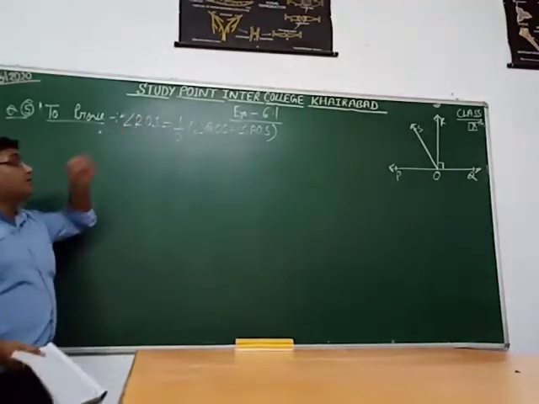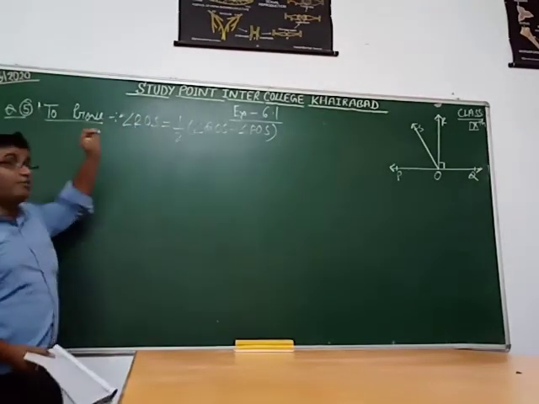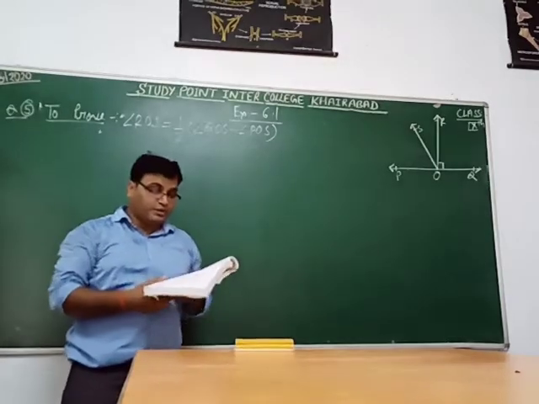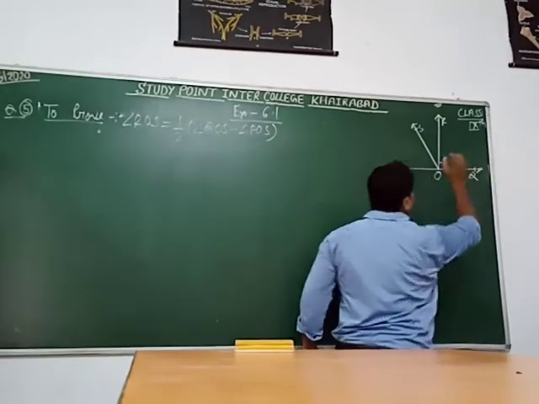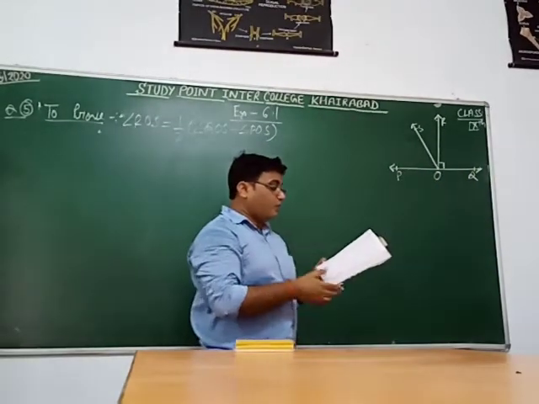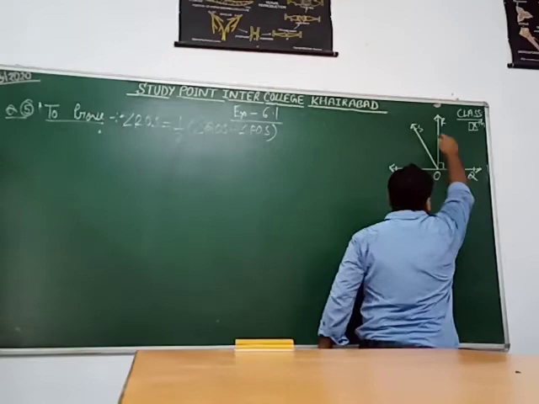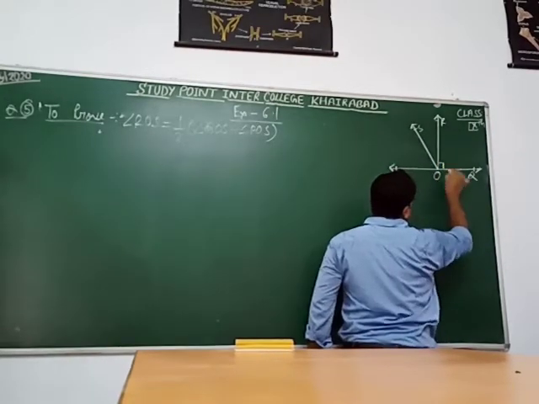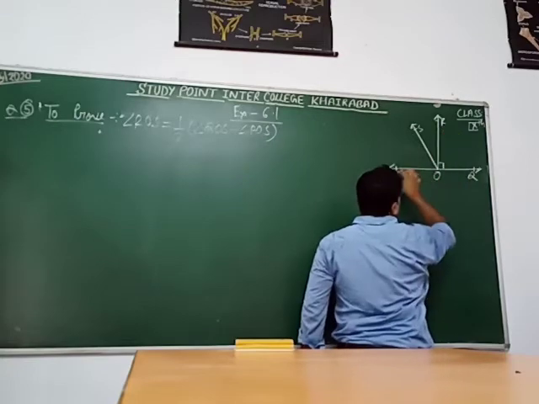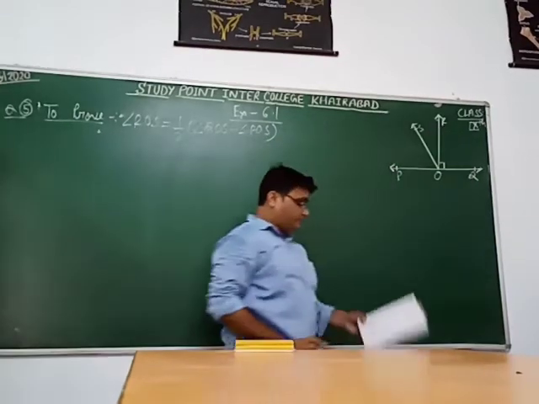Today I am going to explain question number 5 of exercise 6.1. What is the question? POQ is a line. Ray OR is perpendicular on this line. It means angle QOR and angle POR are 90 degrees.